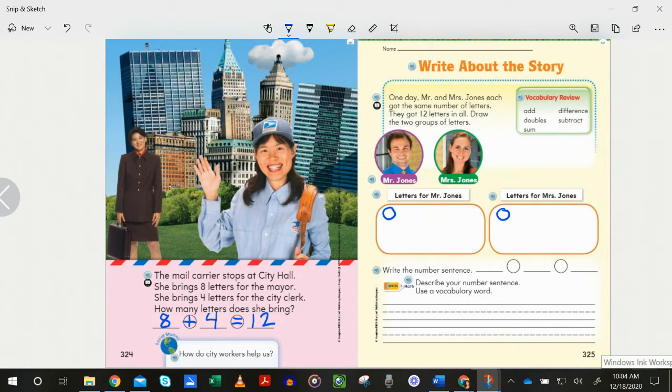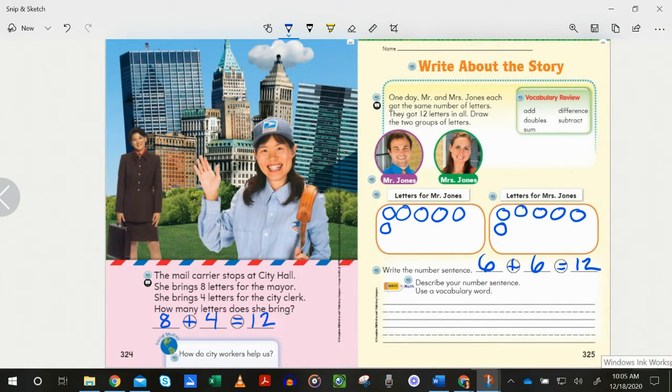1, 2, 3, 4, 5, 6, 7, 8, 9, 10, 11, 12. So we got up to our 12 letters. How many did each get? 6, right. Okay, so we had 6 for Mr. Jones and 6 for Mrs. Jones, and that makes 12 letters in all.